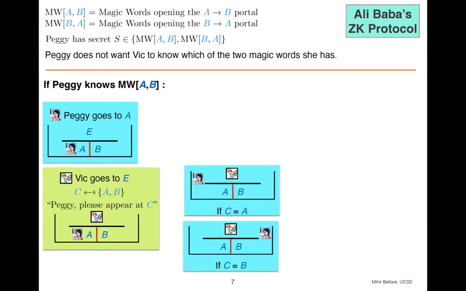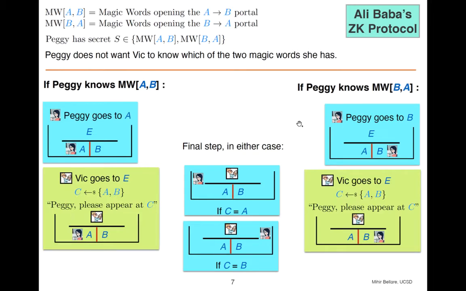Okay, so far, what have we got? We've just got that Vic issues a question and Peggy answers it 100% of the time correctly. We start seeing a little bit more about what's going on when we consider the other case. What if Peggy knows how to go from B to A rather than from A to B? And what we're looking at is, how does that change what Vic sees?